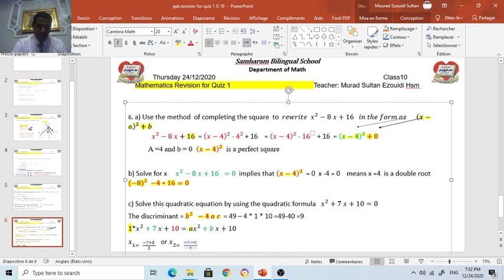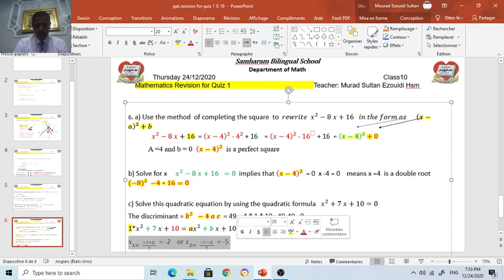So x1 is equal to negative 4 divided by 2 gives negative 2, or x2 equals negative 7 minus 3, negative 10 divided by 2 gives negative 5. Okay, these are the two roots that you should find for this equation.